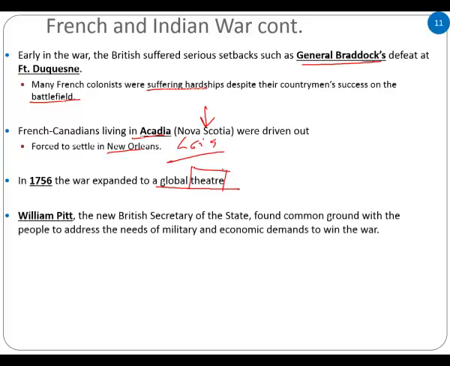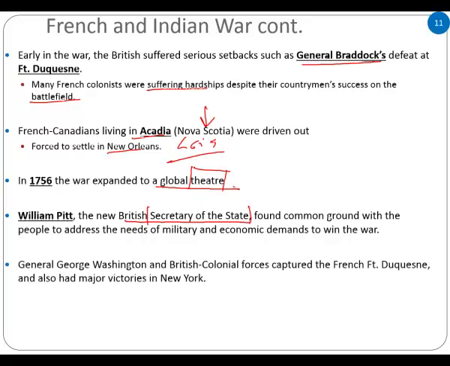1756. Now we're going global. William Pitt, British Secretary of the State. Again, these titles are not different. Look what we're modeled on here. Common ground with the people to address the needs of the military. General George Washington, now titled.